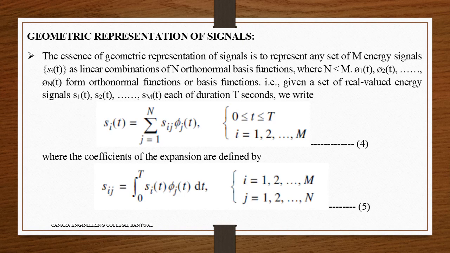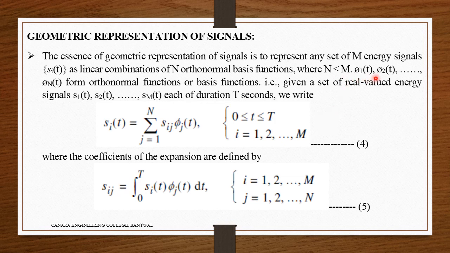Now, the geometric representation of signals. Whatever we studied so far was the basics. Now we are going to represent the signal in a geometric form. Geometric means representing it in, say, a three-dimensional kind of space. So the essence of geometric representation of signals is to represent any set of M energy signals s_i(t) as a linear combination of N orthonormal basis functions, where N is less than M. That condition has to be there.